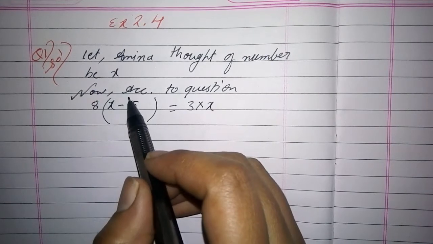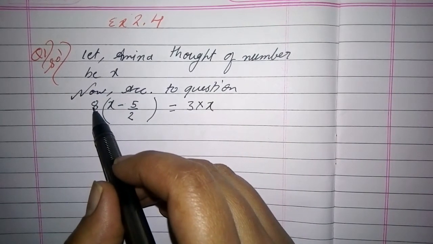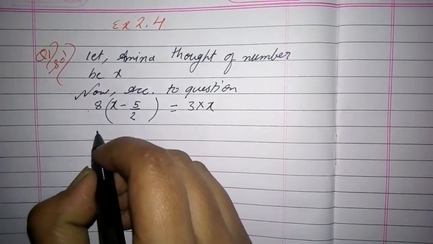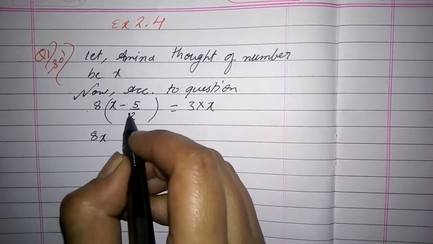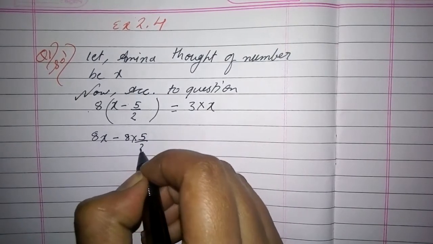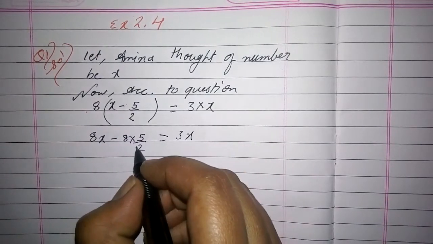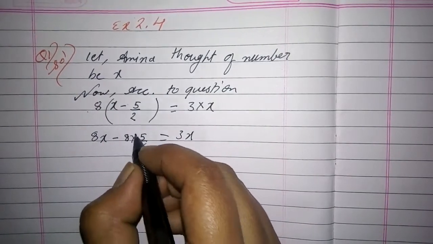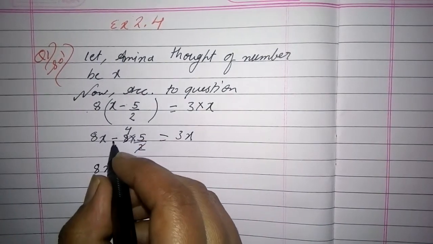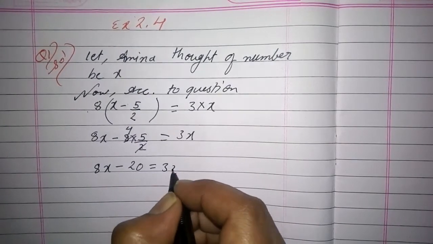So first we'll solve the bracket. We'll open this bracket with respect to 8. So multiply this 8 with both terms of the bracket. So 8 into x is 8x, and 8 into minus 5 by 2 is minus 8 into 5 by 2, equal to 3 into x, which is 3x. We can cancel this 8 by 2, 4 times. Now 8x minus 4 into 5, which is 20, equal to 3x.